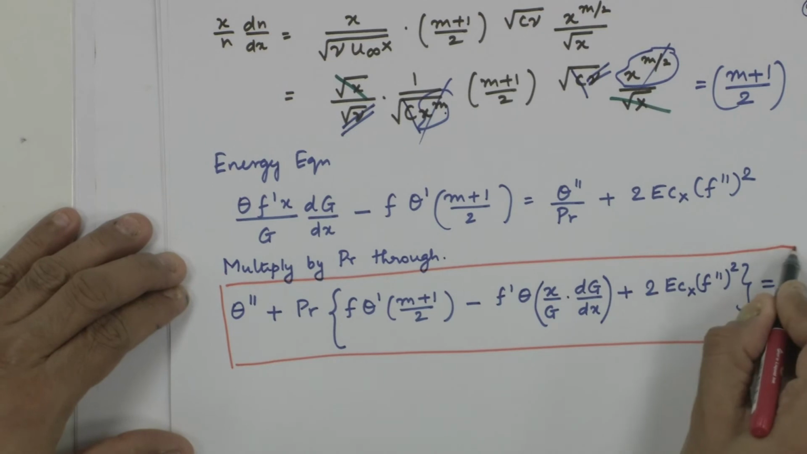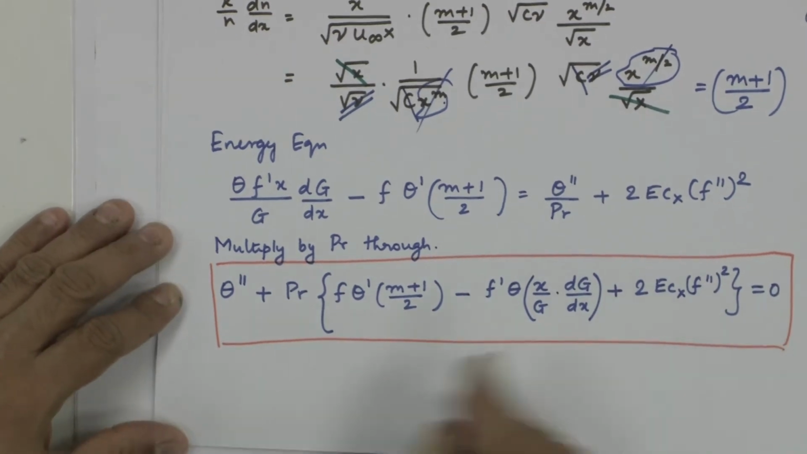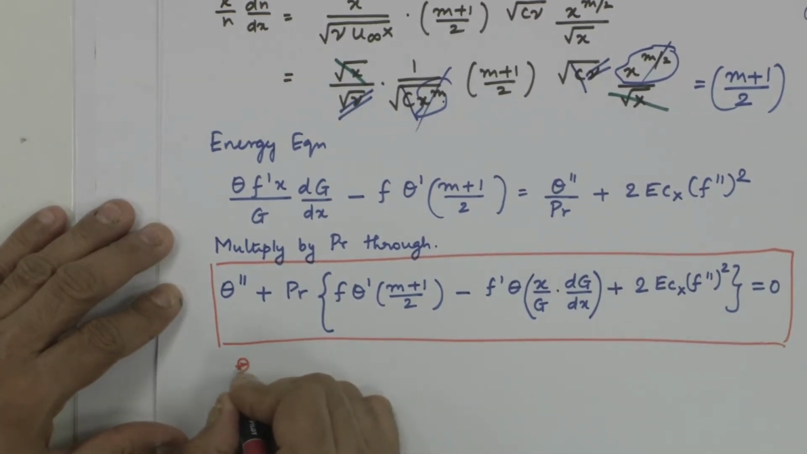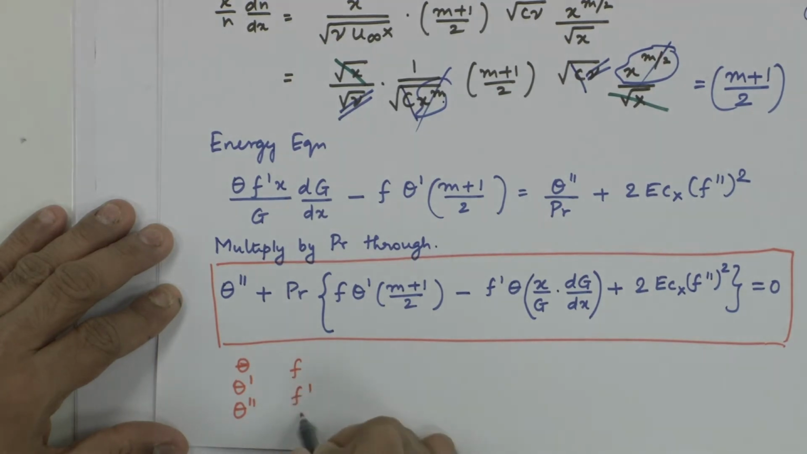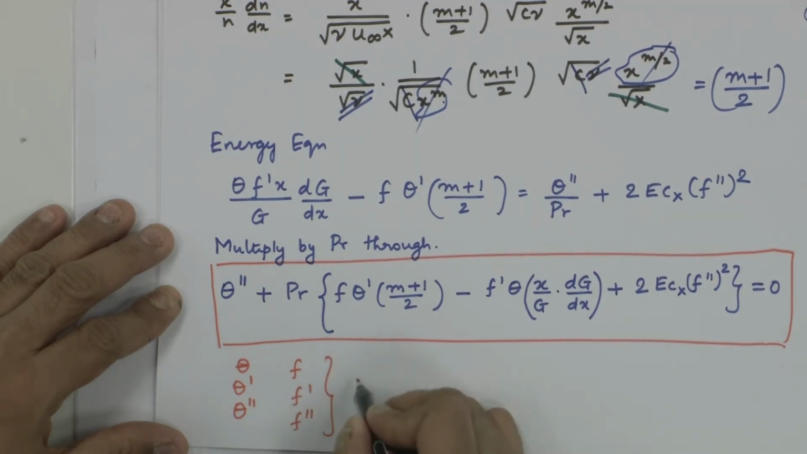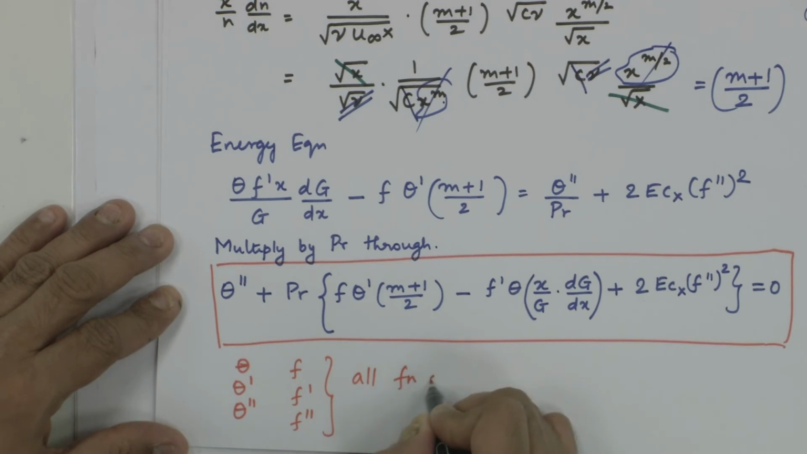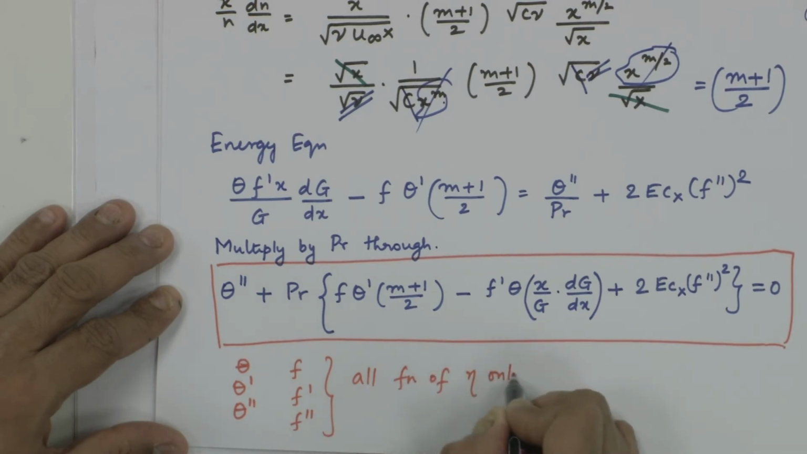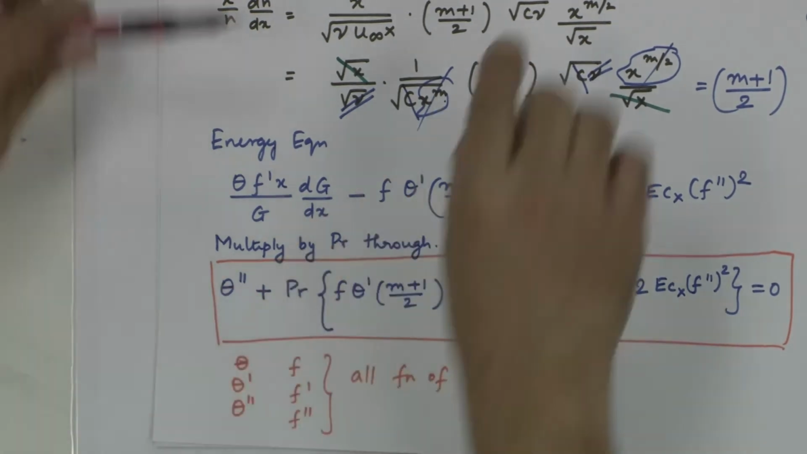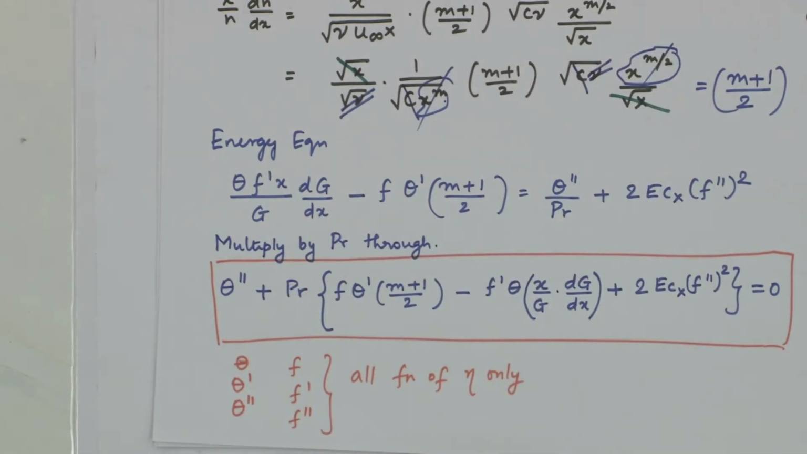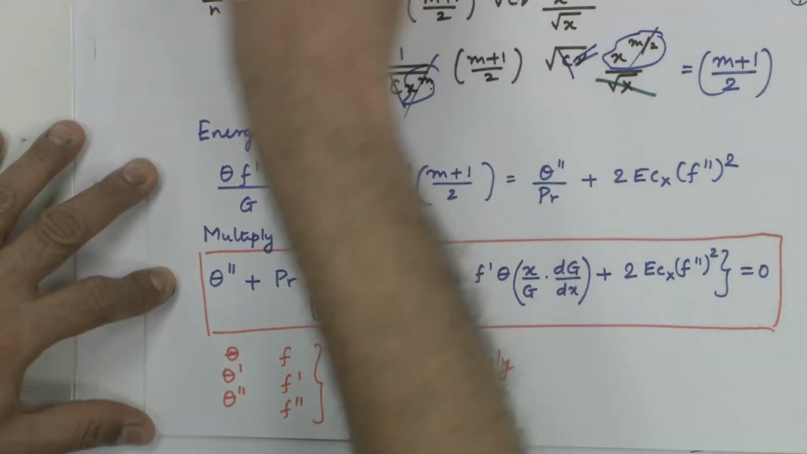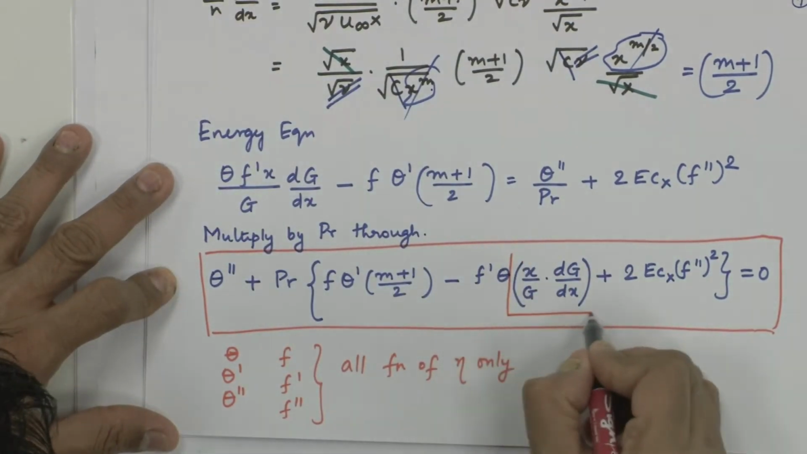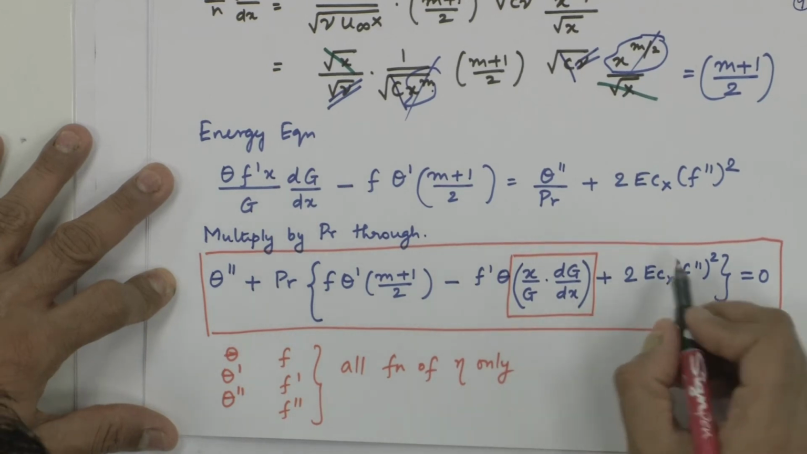If we look at this, this has what? Theta prime, theta double prime, f prime, f double prime, all functions of eta only, right? We have lost our x and y dependency. The only thing where we have x is this one and this quantity.